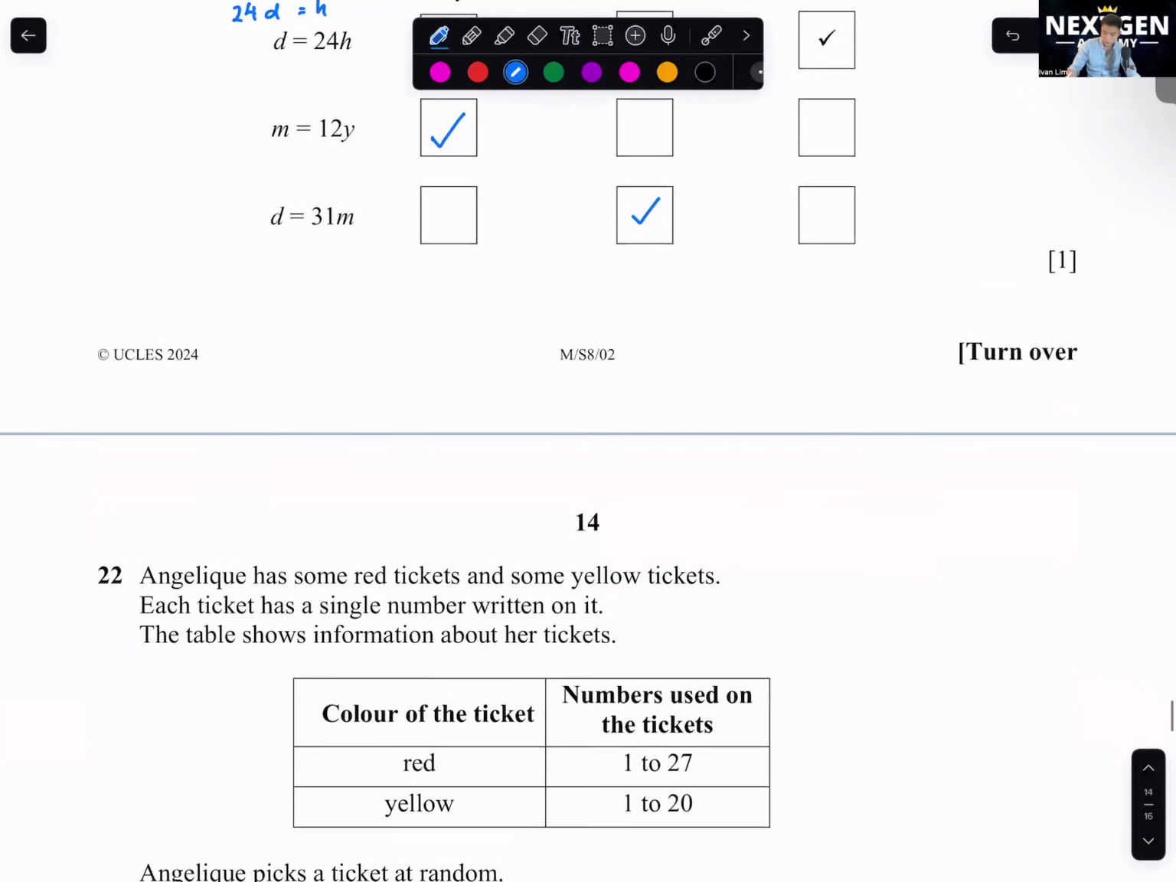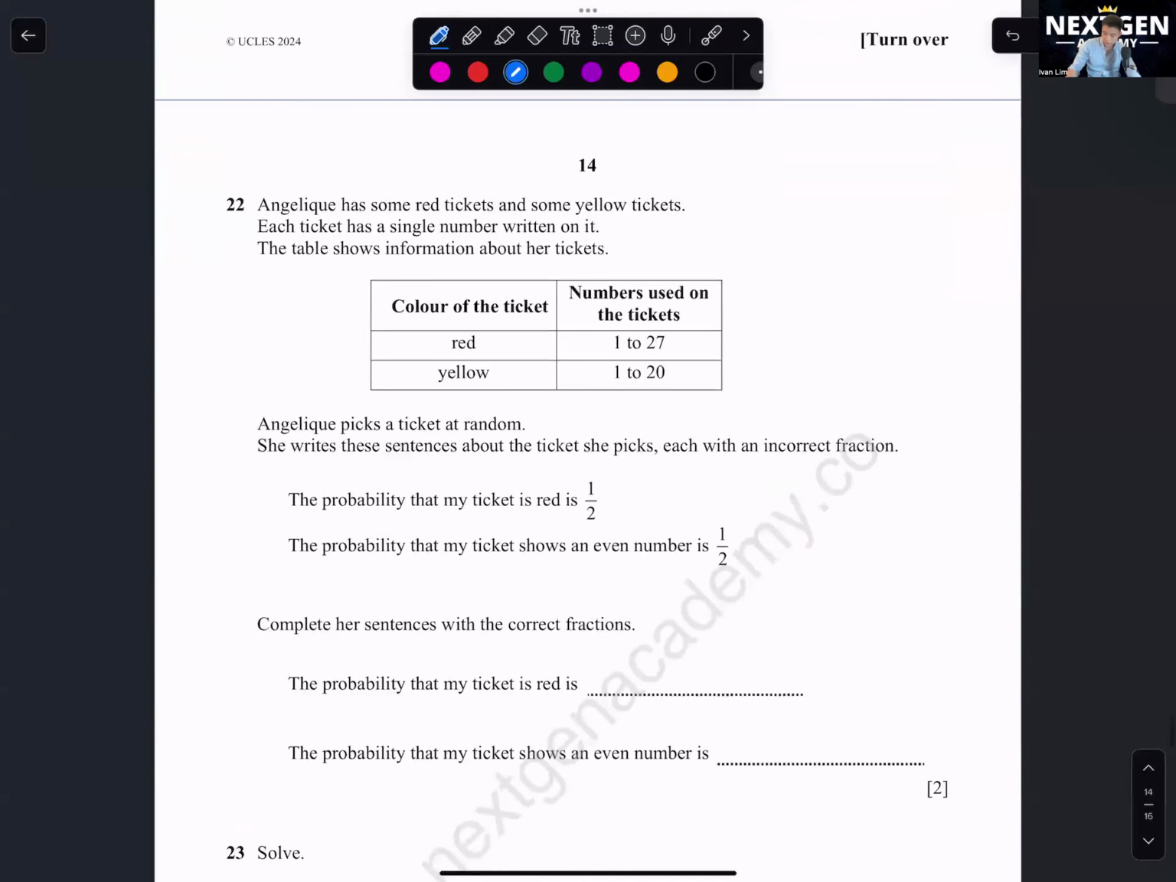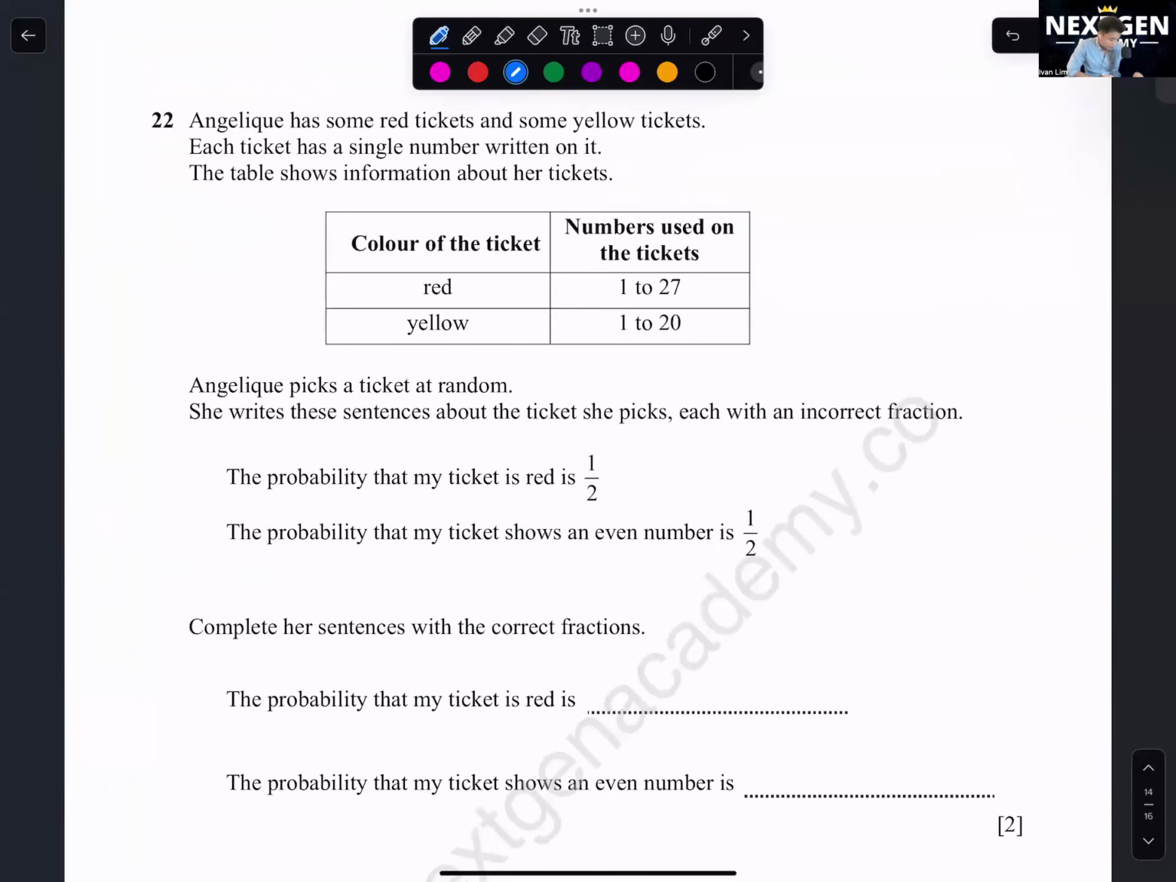Okay, let's quickly do the last 4 questions. Another probability. Wow, this paper has a lot of probability. Angelique has some red tickets and some yellow tickets. Each ticket has a single number written on it. The table shows information about her tickets. She has red and yellow tickets. The numbers used on the tickets: you have 1 to 27, then you have 1 to 20. So we can also say that we have 27 red tickets and 20 yellow tickets.